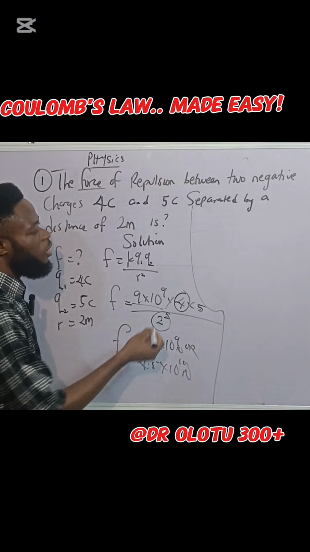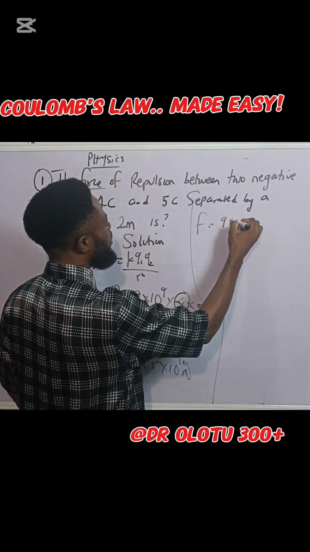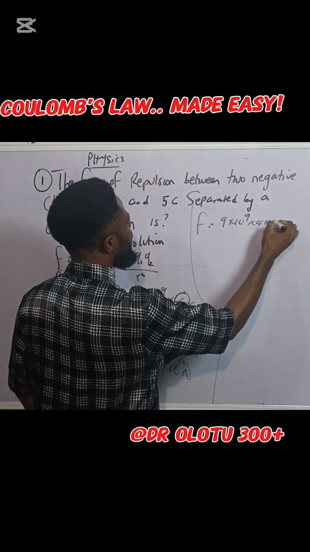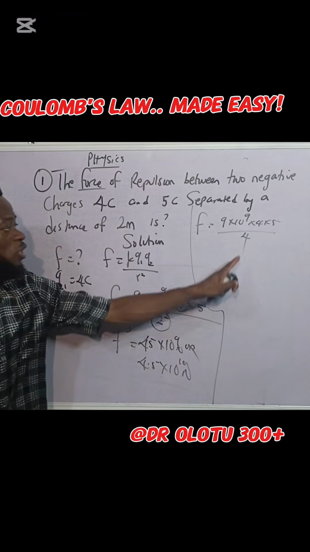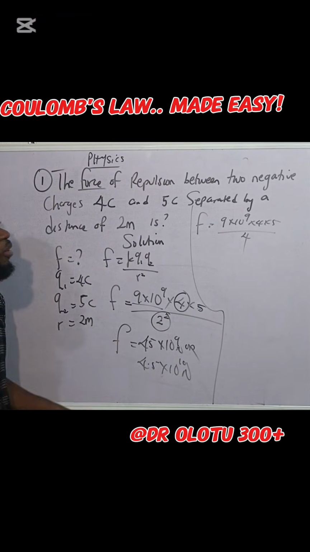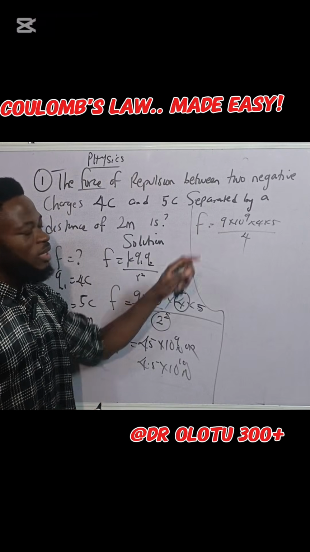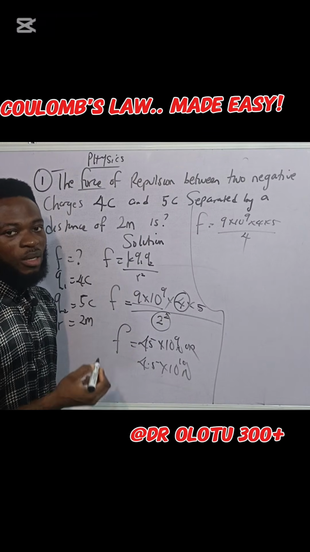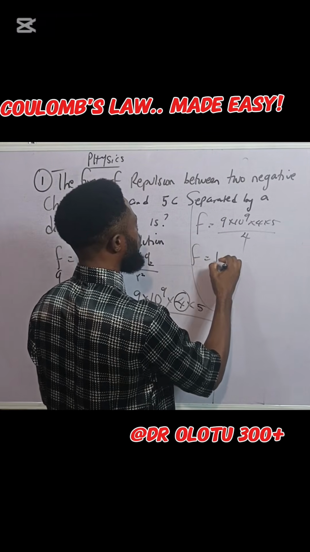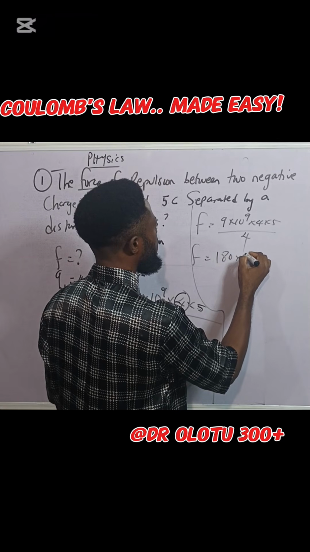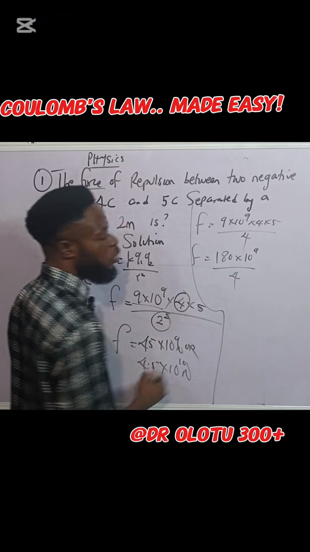solve and get the answer this way. You can just say F is equal to 9 times 10 raised to power 9 times 4 times 5 over 4. Of course, you know this 4 now is coming from 2 raised to power 2. What is 4 times 5? 20. 20 times 9. What do you get from there? 180. So you say F equal to 180 times 10 raised to power 9 over 4, right?